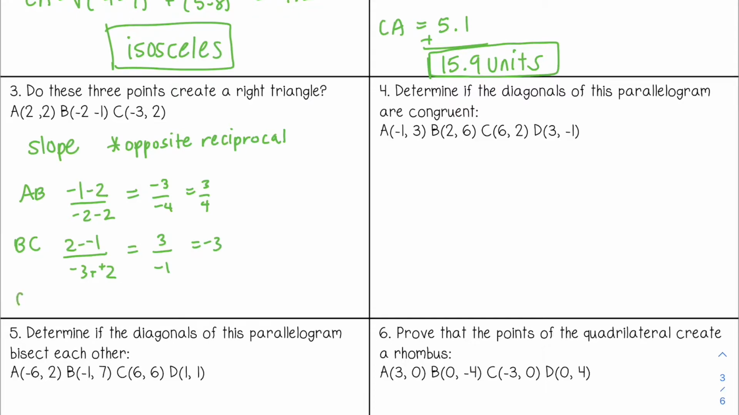All right, and then CA. So I'm going to do 2 minus 2, and 2 minus negative 3. So that will be 0 over 5, which is 0. All right, so none of these are opposite reciprocals. That means there are no perpendicular sides. So this is not a right triangle.